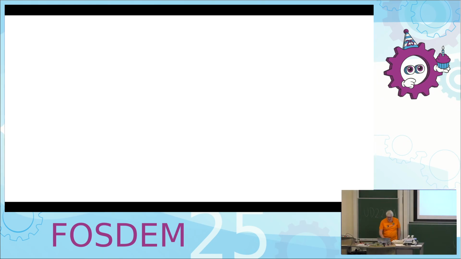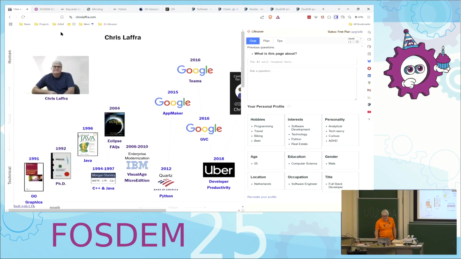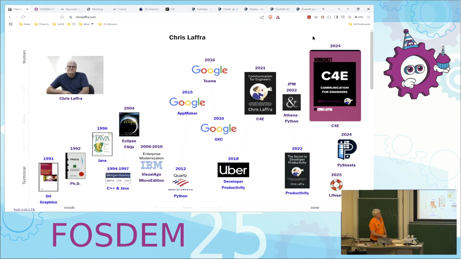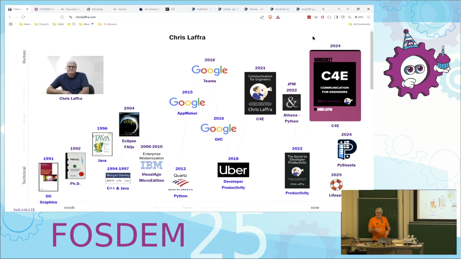So first of all, let me look at myself. Who am I? This is my website. This one is written in PyScript. So this is a website written in Python, because I wanted to show that it's possible to write a website in Python. I'll refresh it so you get an idea. There's some animation in there, like things moving, and all the logic behind that is written in Python.